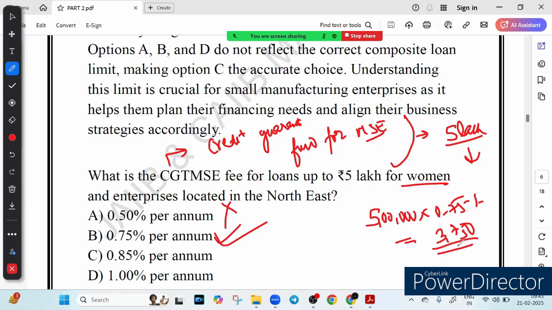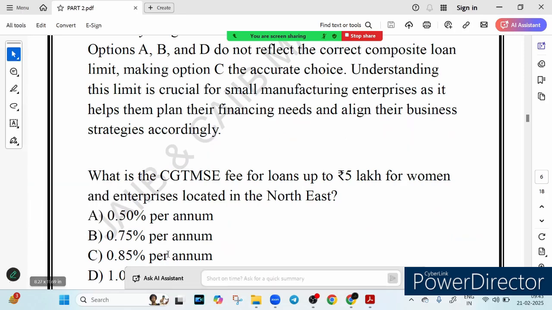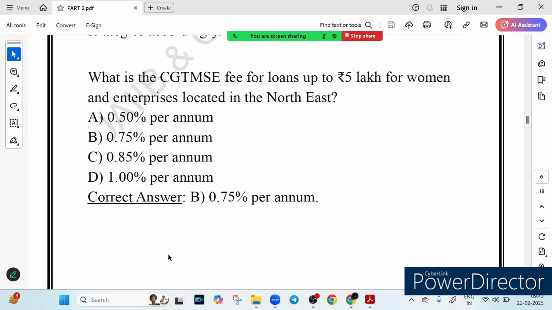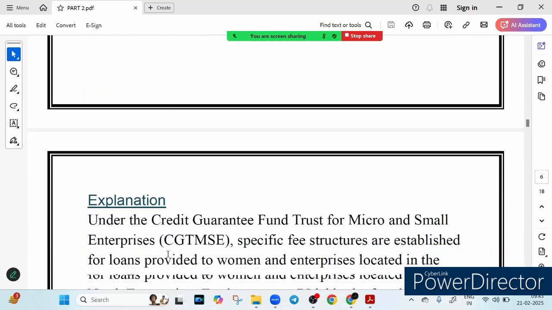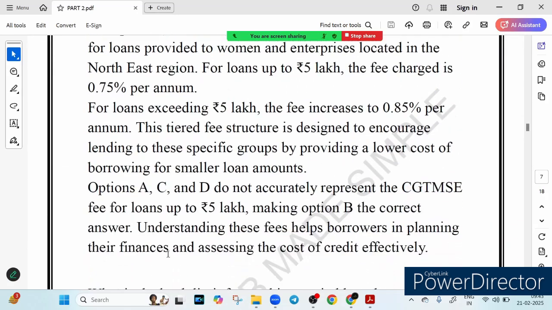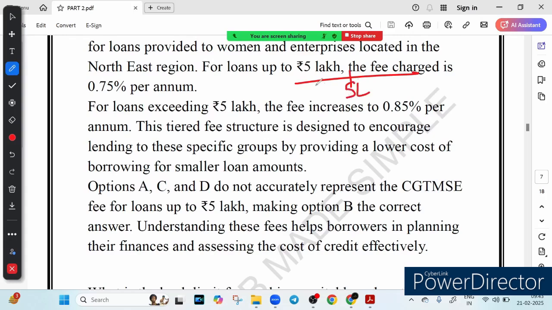by reducing their risk. So what we learned from this question is that CGTMSE provides credit guarantee to banks for MSME loan, and for loan up to 5 lakh, women and northeast enterprise, 0.75%. For loan above 5 lakh, the fee increases to 0.85%. You must remember it. One more information I am providing you: up to 5 lakh, the CGTMSE fee is 0.75, and more than 5 lakh, the CGTMSE fee is 0.85%. So I hope this makes the concept clear. Okay. Now let's see the next one.